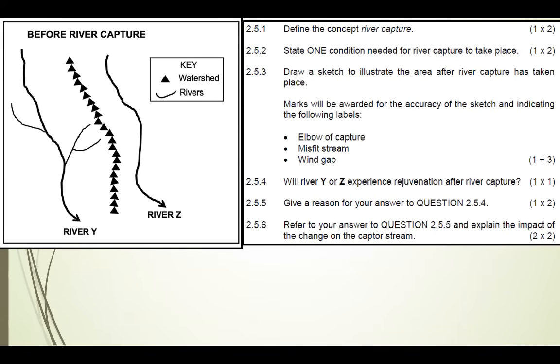Number one, one river must have more water than the other. Number two, one river must be flowing on a steeper gradient. Number three, one river must flow in a lower lying area and the other one in a higher lying area. So those are the factors that are going to result in river capture.